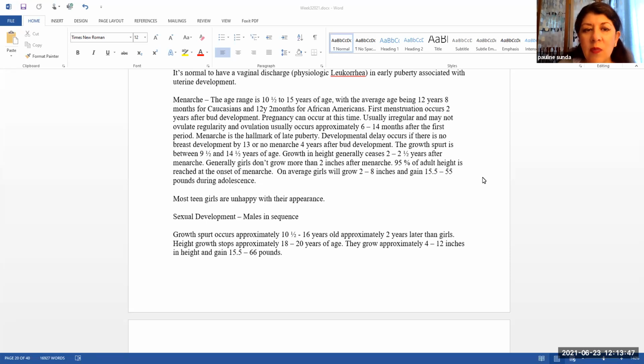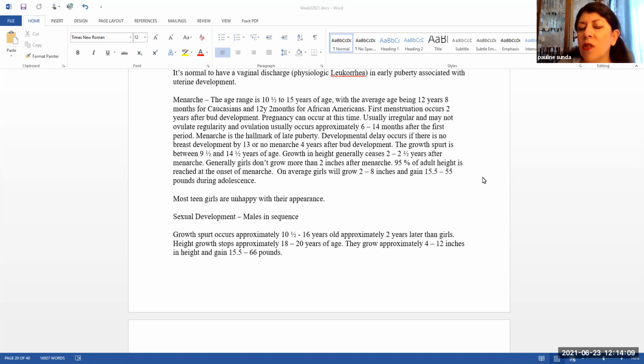The growth spurt is between 9.5 and 14.5 years of age. Growth in height generally ceases 2 to 2.5 years after menarche. Generally, girls don't grow more than 2 inches after menarche. 95% of adult height is reached at the onset of menarche.